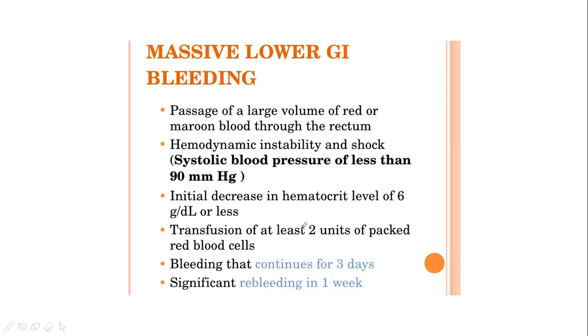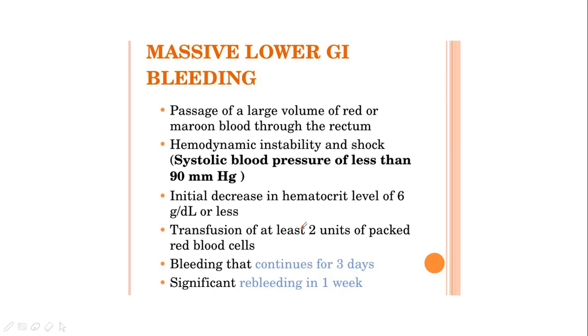And if because of the lower GI bleed you start transfusion of units of packed cell volume, 2 units of packed cell volume at a time, we can label it as a massive lower GI bleeding. So bleeding continues for 3 days, and again bleeding starts after 1 week, again significant blood loss. So it is all about massive lower GI bleeding.